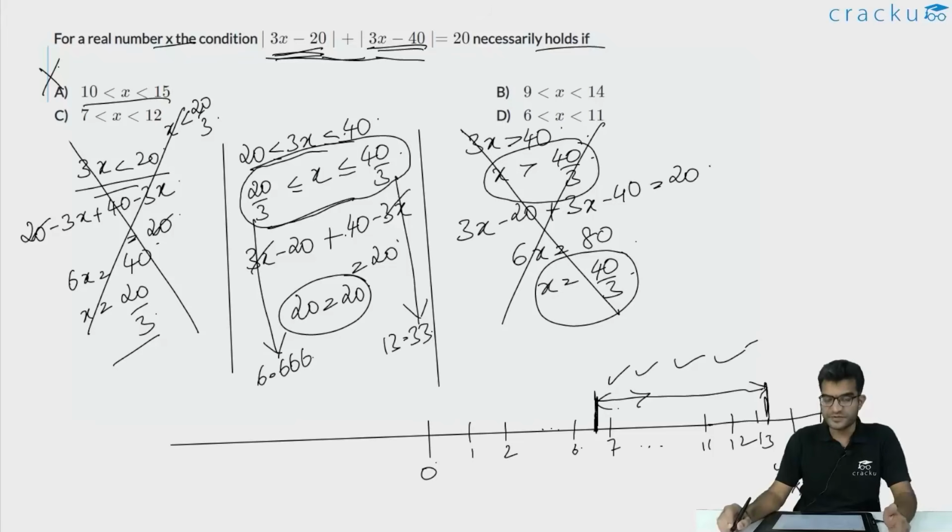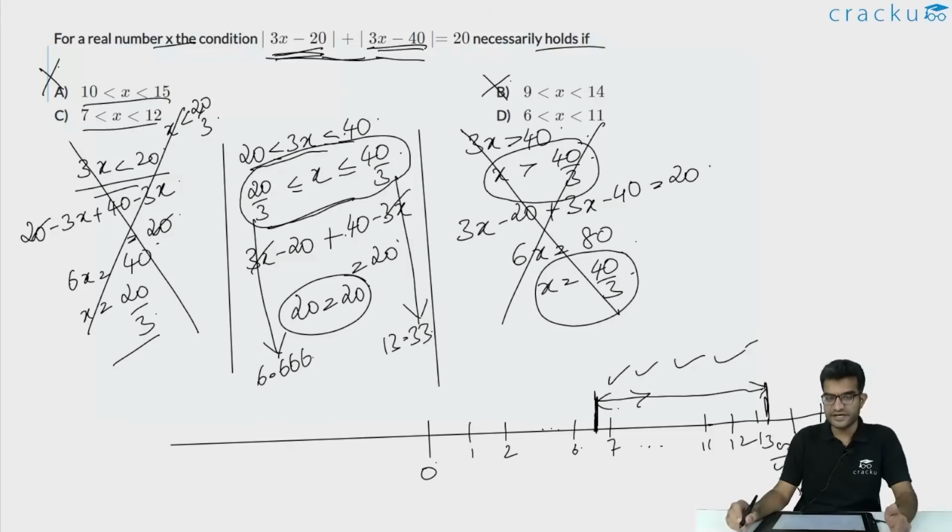If you're looking at the second option, it is 9 and 14. X has to lie between 9 and 14. Now this equation is true whenever x is lying between 9 and 13.33. But you will have some values of x which lie between 13.33 and 14, for which this equation is not true. Option C is the correct answer, so we'll come to it at the end.